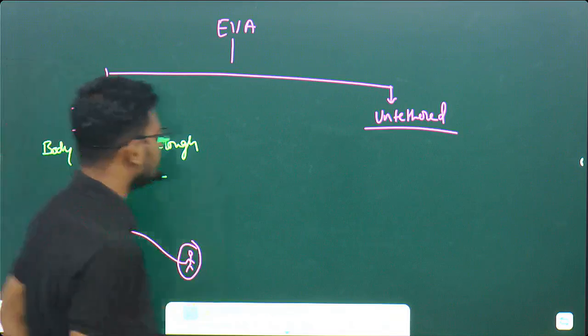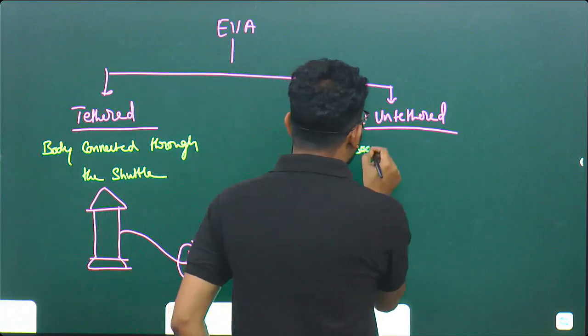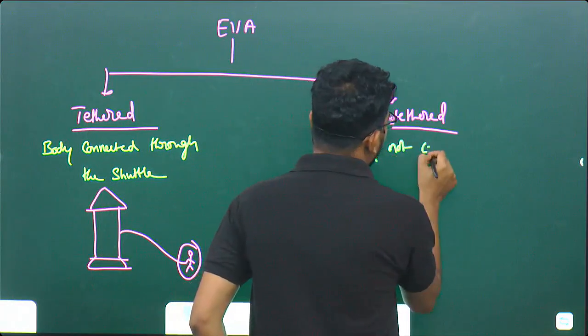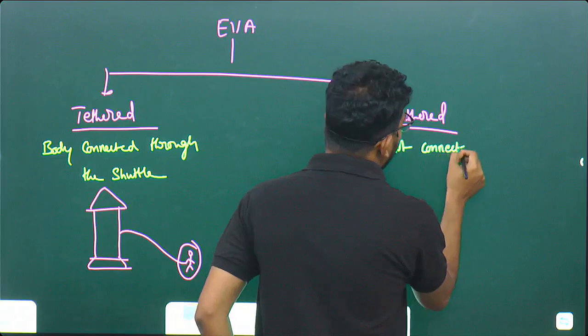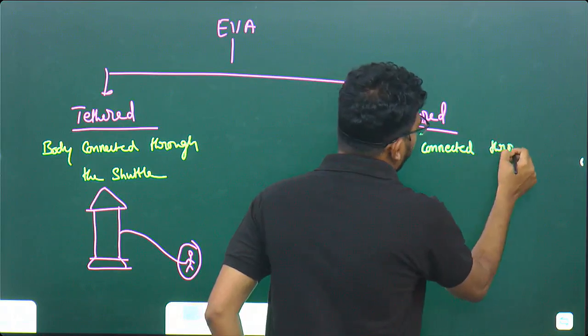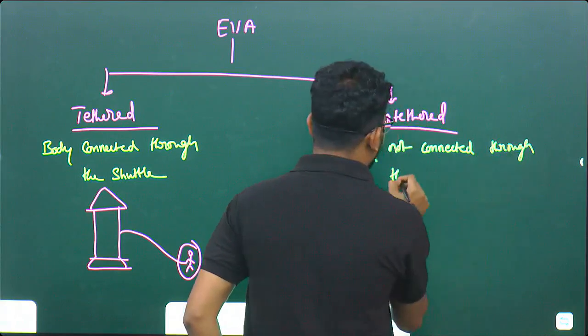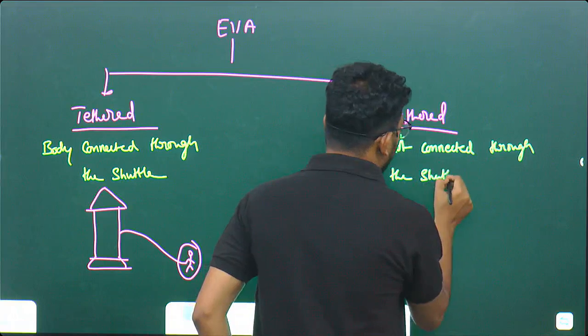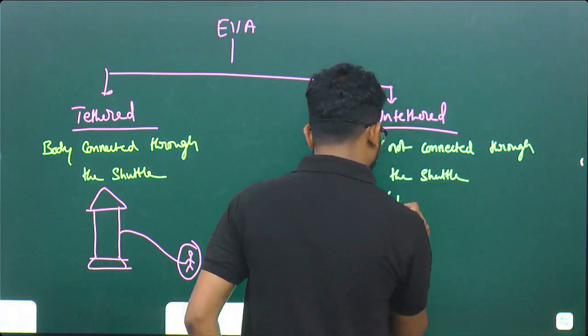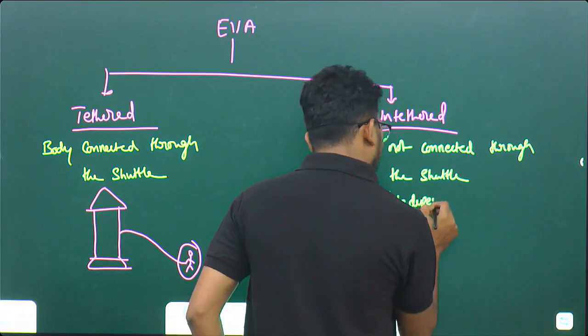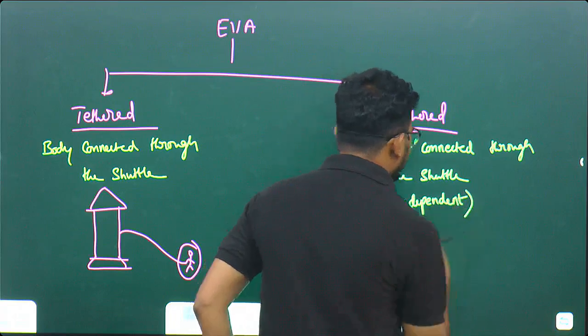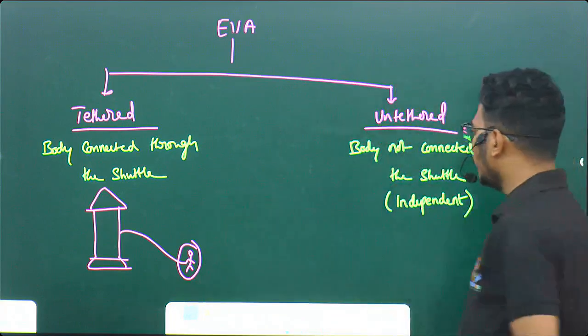Here, body not connected through the shuttle, and it is independent. Okay, so here your diagram will be done.